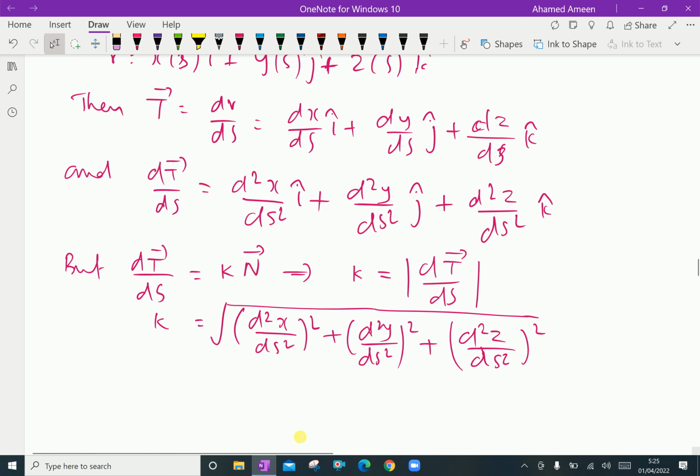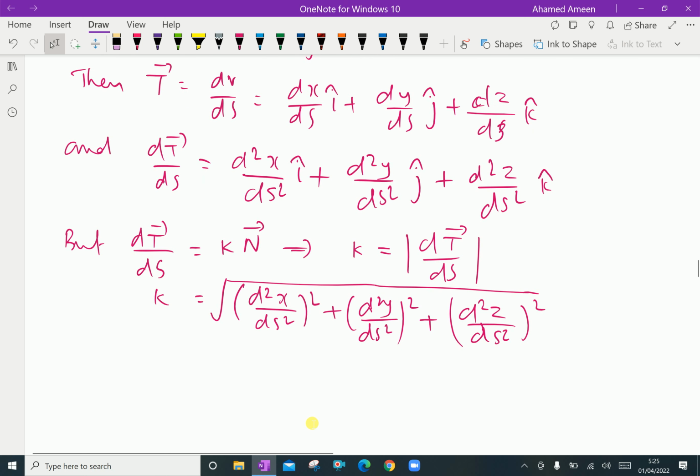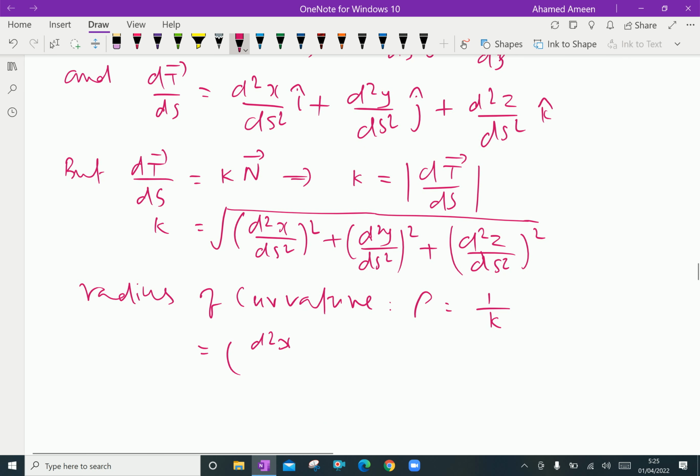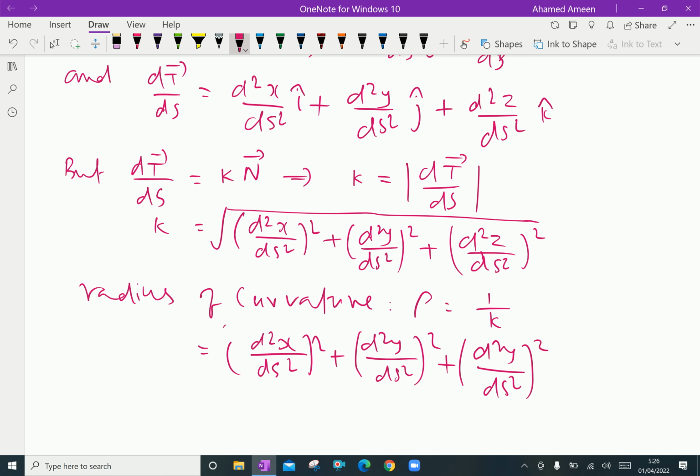Now this is kappa. Therefore radius of curvature rho equal 1 over kappa, which is equal to d square x over ds square whole square plus d square y over ds square whole square plus d square z over ds square whole square, whole to the power minus half, because the reciprocal of curvature is radius of curvature.